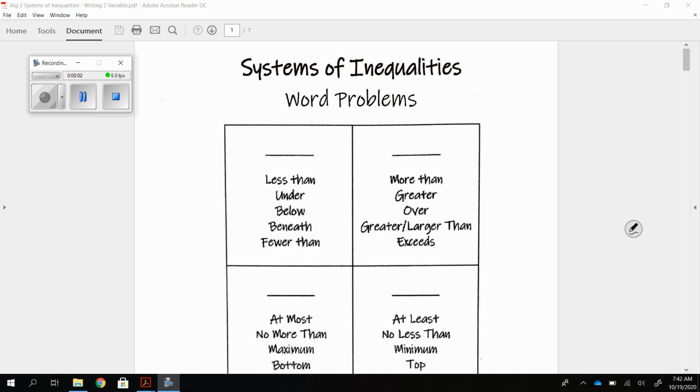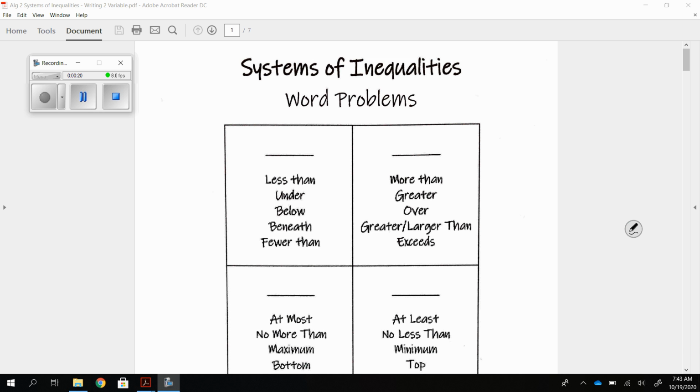All right, today we're doing systems of inequalities word problems. And just like all the other word problems we've done, they're really not that hard, okay? So we're going to look at these four boxes here, and these are the words you will see in the word problem. And these will help you to know which signs to use.